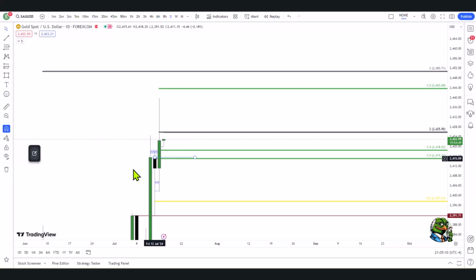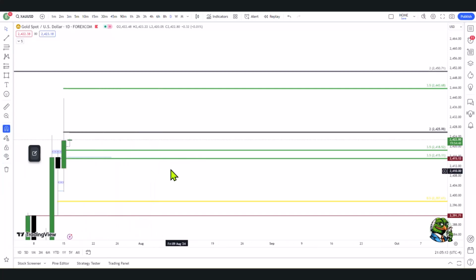From this I can tell that the price 2420, which is probably that high. Let's have a look at the high. That high there is 2418.30. So that zone from the high to the open of that candle is going to be important. It's an important level. Okay, that's the first thing that I like to see.